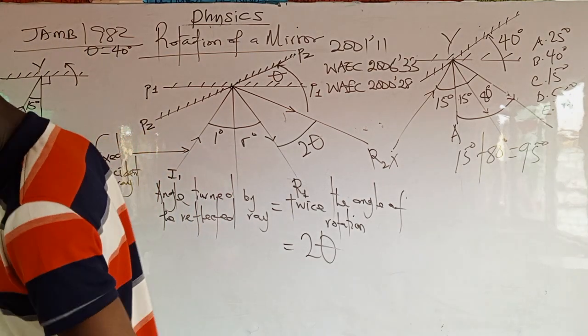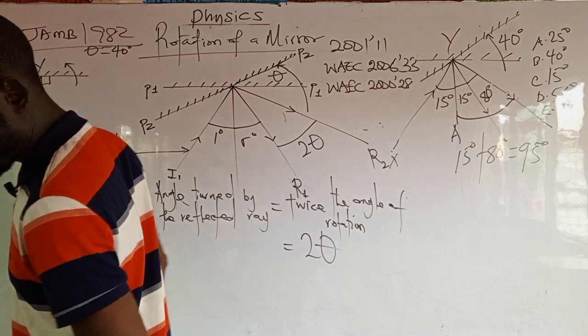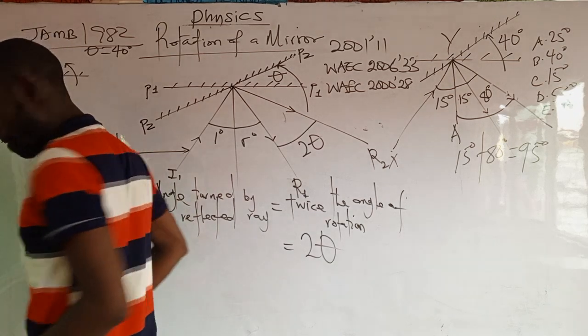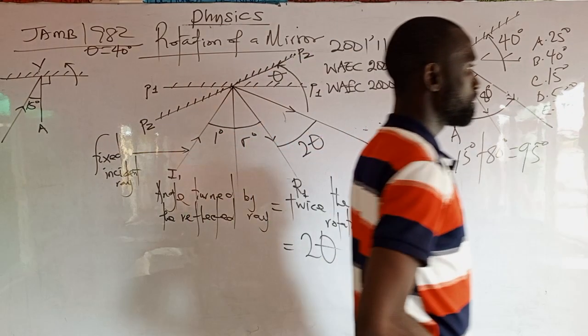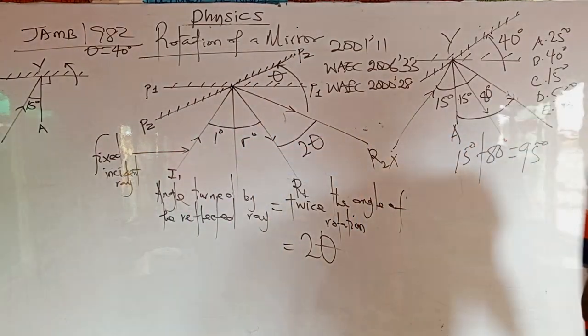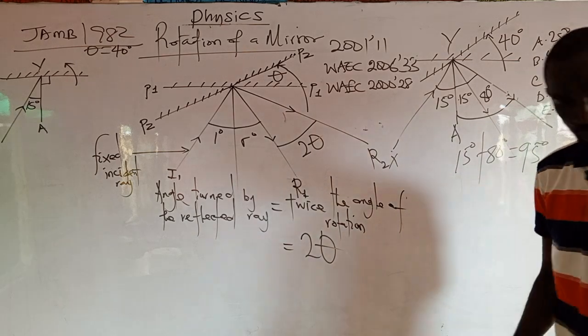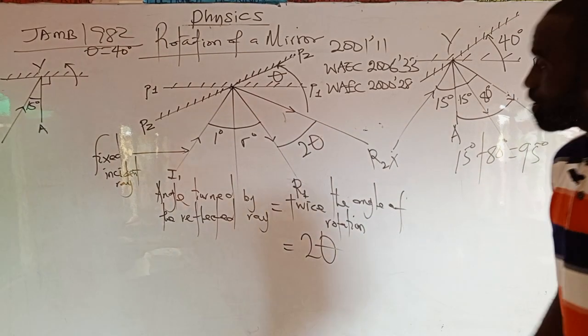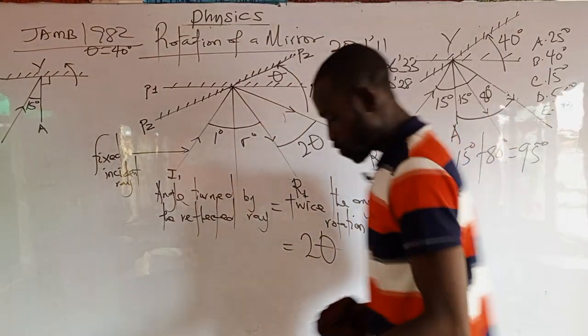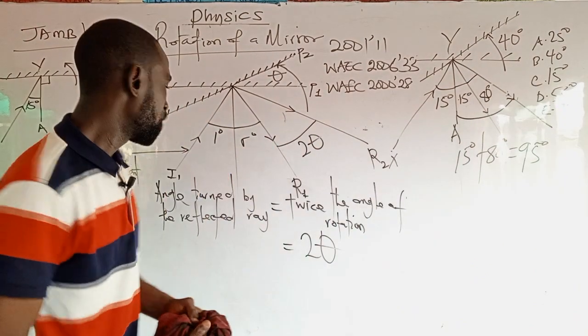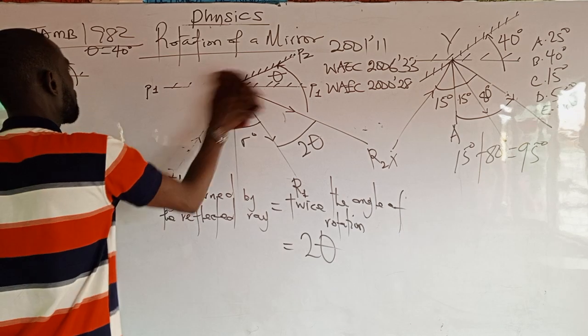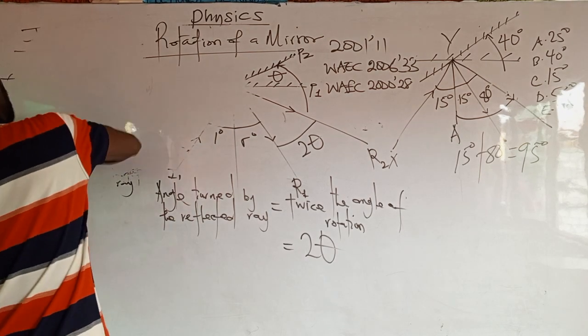So the next one is what we call number of images formed by inclined mirrors. So just write the formula out and solve one or two questions, so that this video will not be too long. Okay? So let's go.